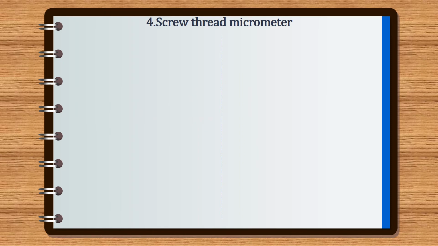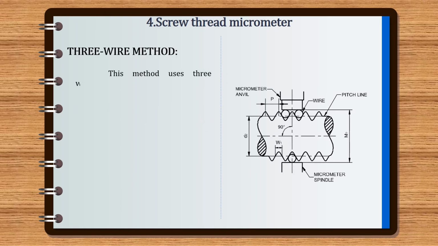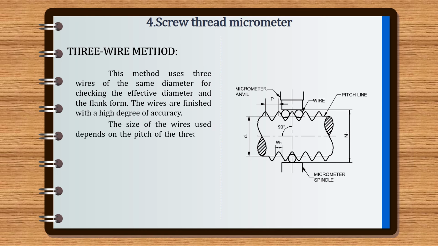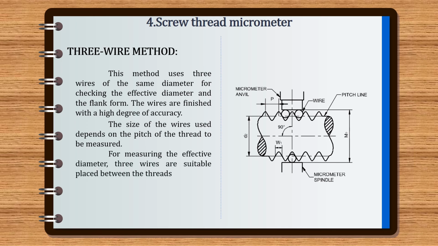Next, we are going to see the 3-wire method. This method uses 3 wires of the same diameter for checking the effective diameter and the flank form. The wires are finished with a high degree of accuracy. The size of the wires used depends on the pitch of the thread to be measured. For measuring the effective diameter, 3 wires are suitably placed between the threads.